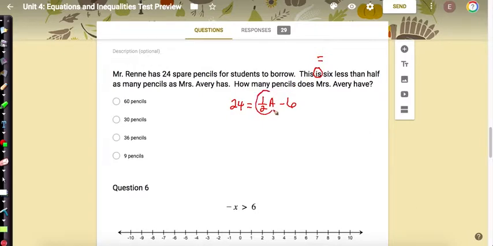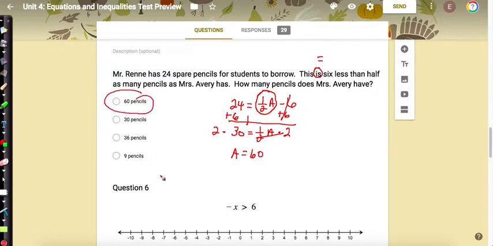So we circle our variable and draw our t. The opposite of subtracting 6 would be adding 6. The 6's cancel. 24 plus 6 is 30, equals 1/2 a. The opposite of division is multiplication, so we multiply both sides by 2. Another way of looking at it is, what's the reciprocal of 1/2, which is also 2. And a equals 2 times 30, which is 60. So 60 pencils. Choice A. Did you choose choice A?